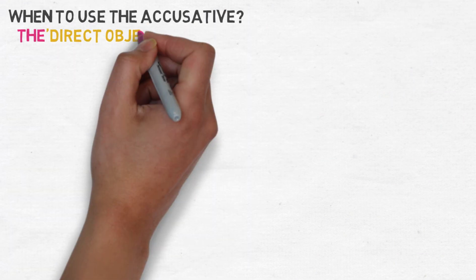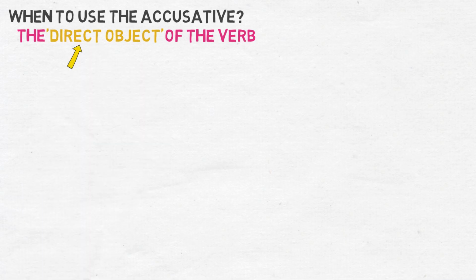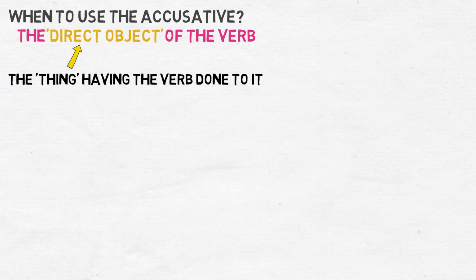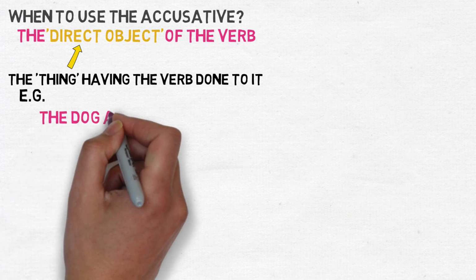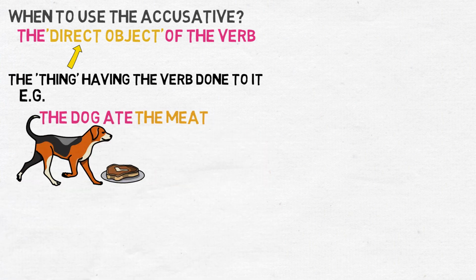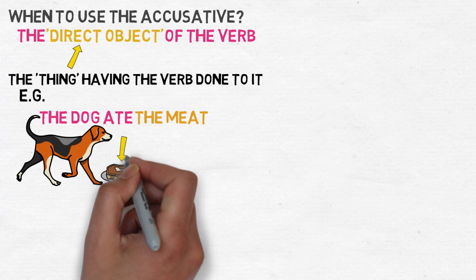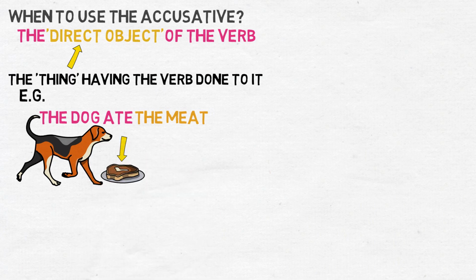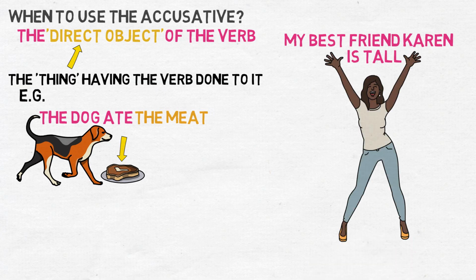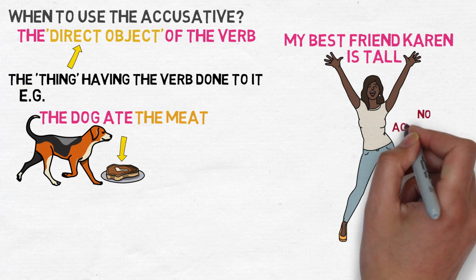We use the accusative case with something called the direct object of a sentence, which is the thing in the sentence that is having the verb done to it. For example, the dog ate the meat. The dog is doing the eating, so the dog is the subject, and the meat is what's being eaten, so that's the direct object. My best friend Karen is tall. My best friend Karen is the one being, so my best friend Karen is the subject, and in this sentence there's no direct object, so we wouldn't use the accusative case.